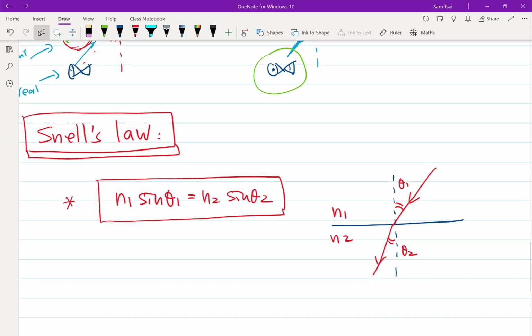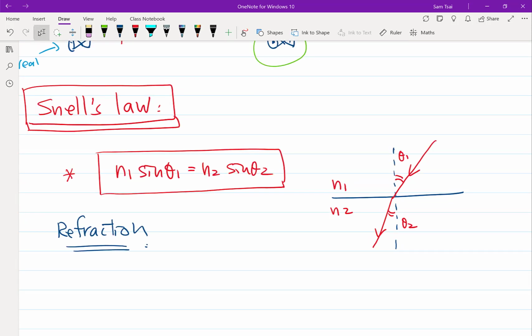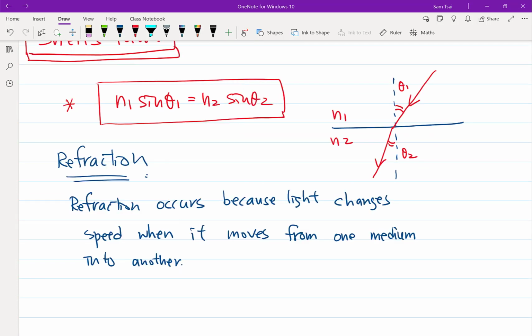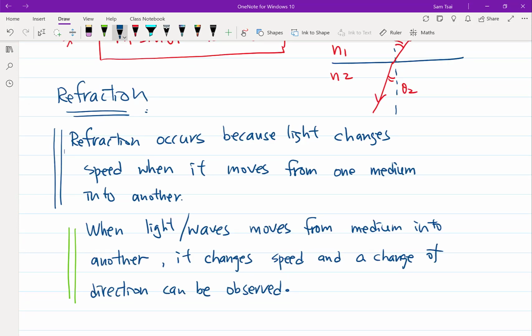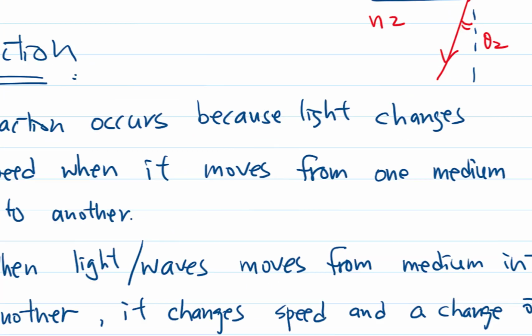How do we explain refraction? I think the basic way to do this will be: refraction occurs because light changes speed when it moves from one medium into another. Or you can write: when a light wave moves from one medium into another, it changes speed and the change of direction can be observed.